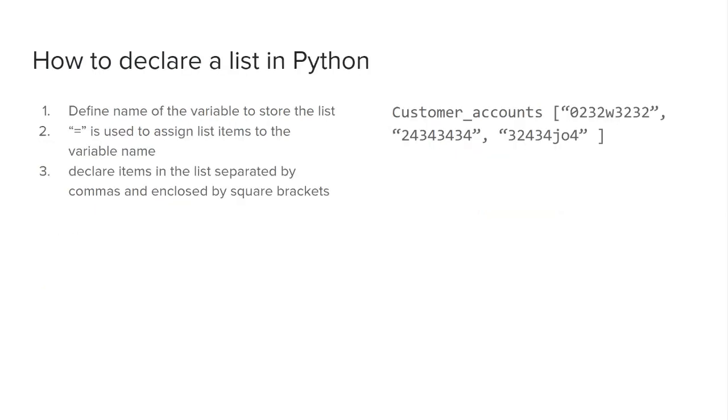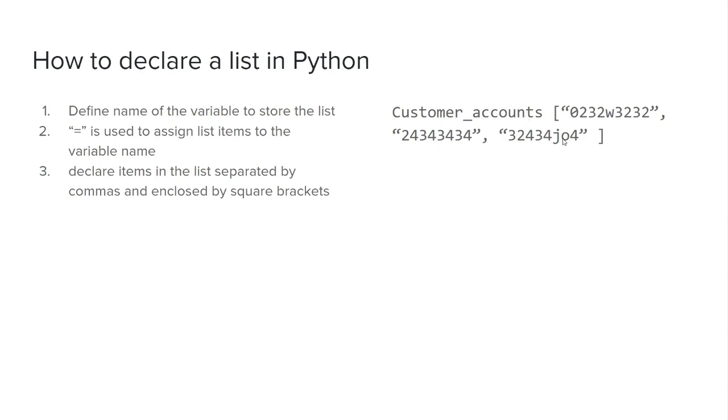So how do you declare a list in Python? You define the name of the variable to store the list, and then you use the equal sign, just the same way as how we've been defining variables for the previous data classes. Then we declare the items in the list, separate each item by commas, and these items are enclosed in square brackets.